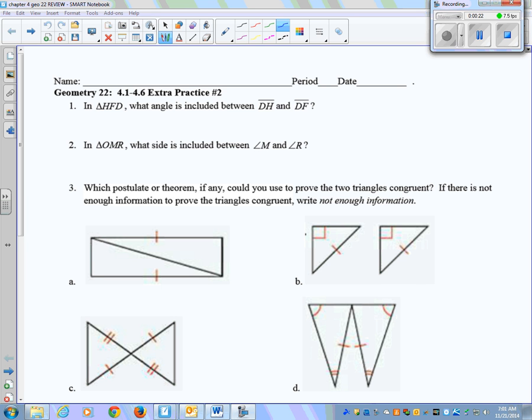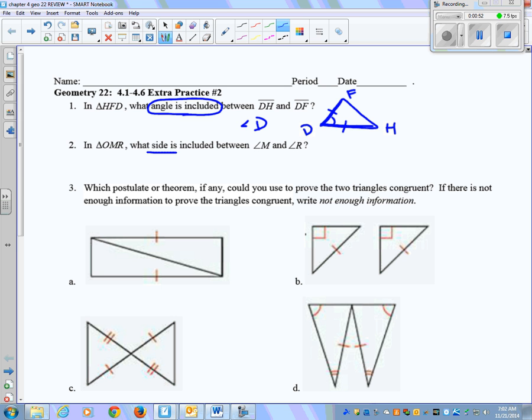So in triangle HFD, what angle is included between DH and DF? What you want to do is draw the triangle first, triangle HFD. Figure out which is DH and DF, and the included angle is the one that's formed by these two sides. So it's going to be angle D in this case. When we use SAS, it's the included angle.